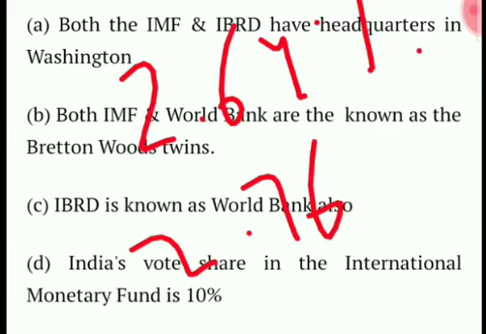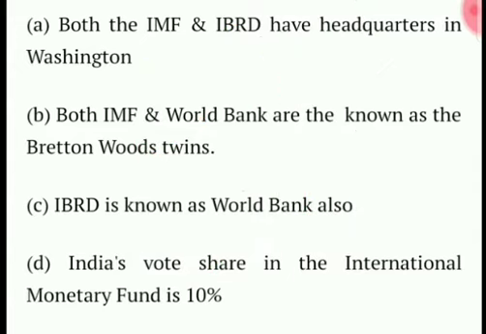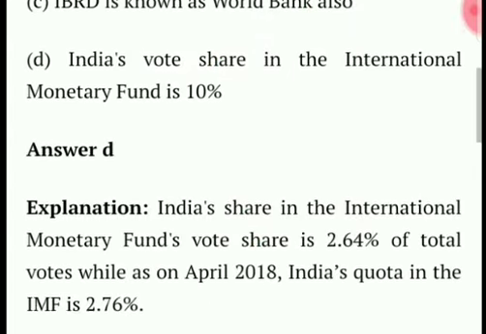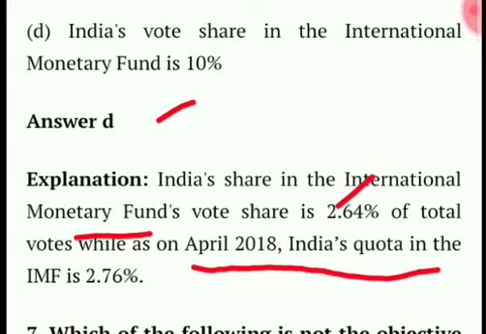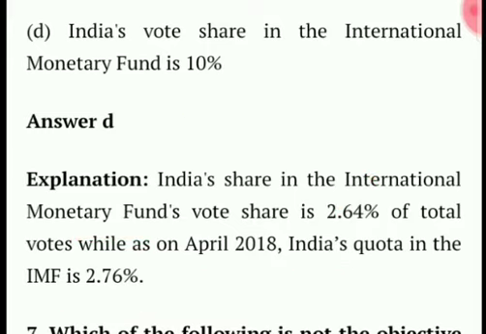I also have the explanation of this. Let me show you again. So option D is not correct. India's voting share in IMF is 2.64, and in April 2018 India's quota in IMF is 2.76%. So keep this point in your mind, it is 2.76%.